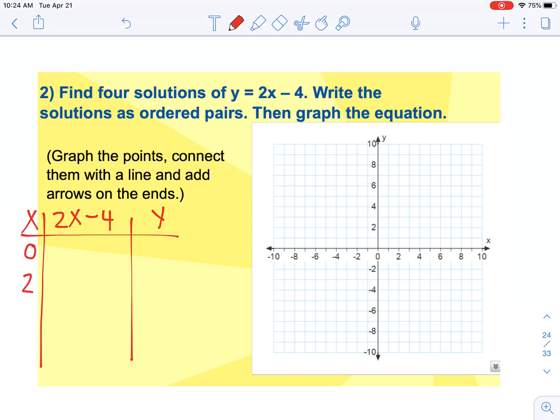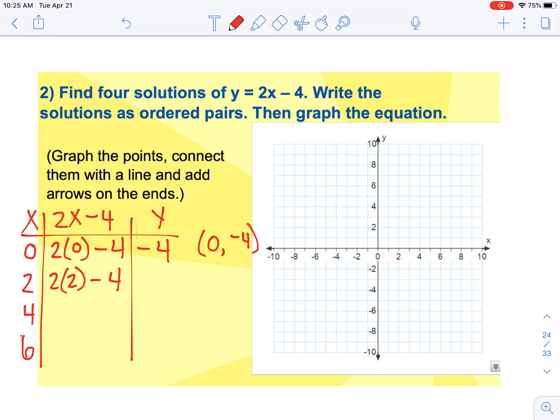I'm going to pick the numbers 0, 2, 4, and 6 to plug in, because we need to find 4 solutions. Doesn't really matter what numbers you plug in. And then I'm just going to solve. So I'm going to plug in 0 for x, because that's my first x value, minus 4. 2 times 0 is 0, minus 4 is negative 4. So when x is 0, y is going to be negative 4. That's my first ordered pair, 0, negative 4.